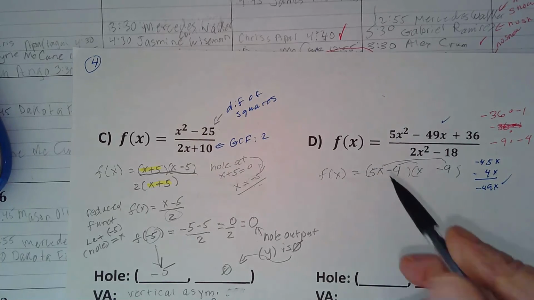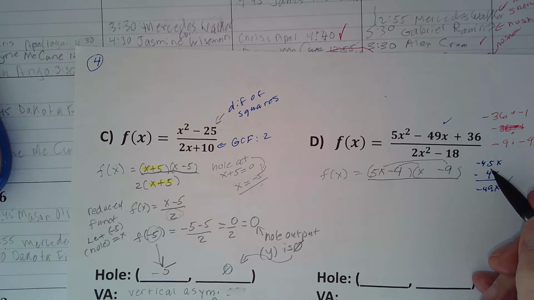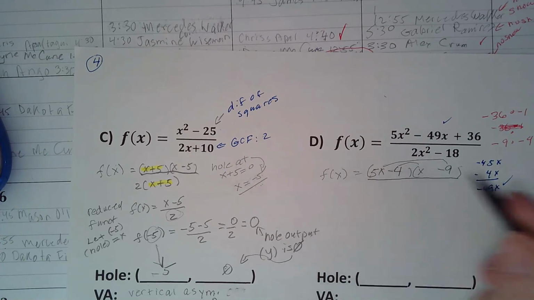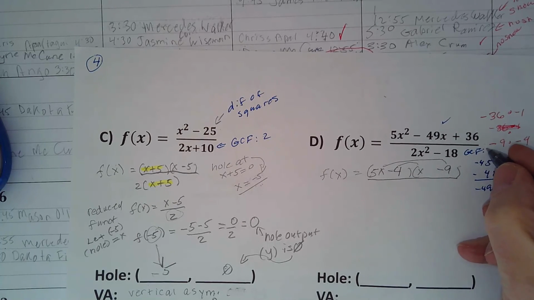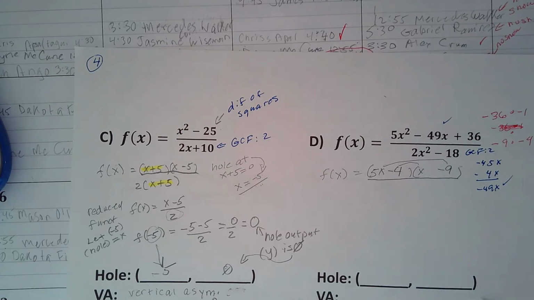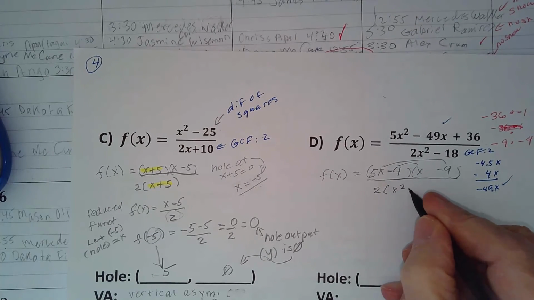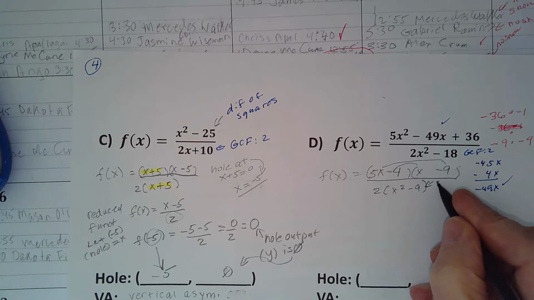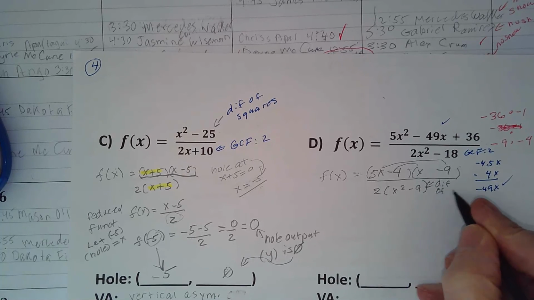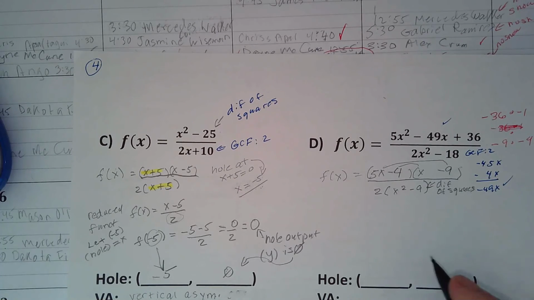Let's do the denominator. So the denominator looks like we've got a GCF here. We want to GCF this. We can take out 2. So I've got 2 times x squared minus 9. Now this is a difference of squares. So difference of squares, let's redo this now.